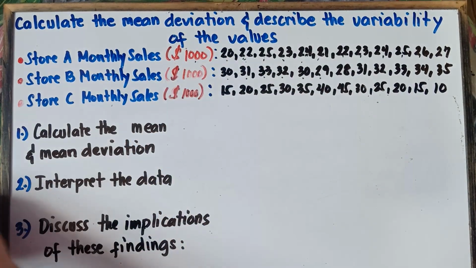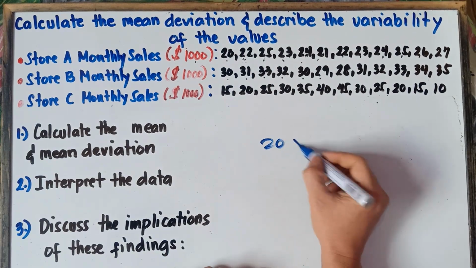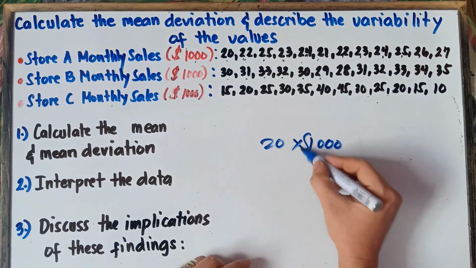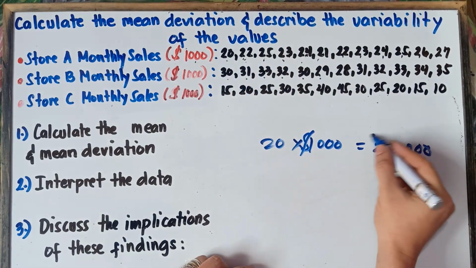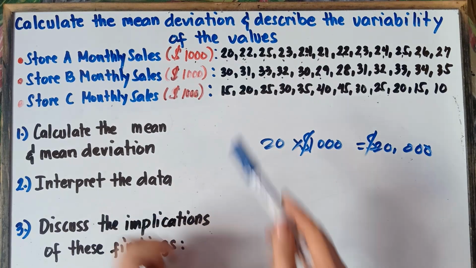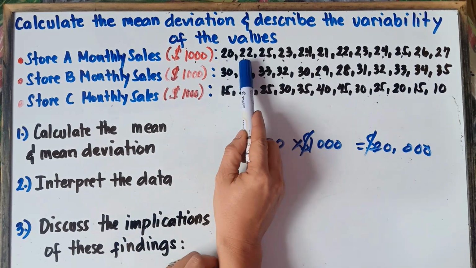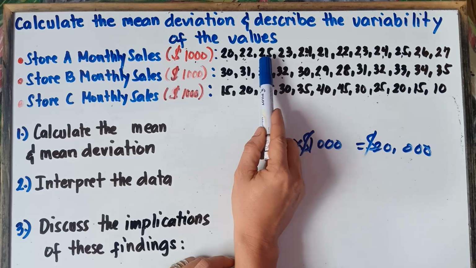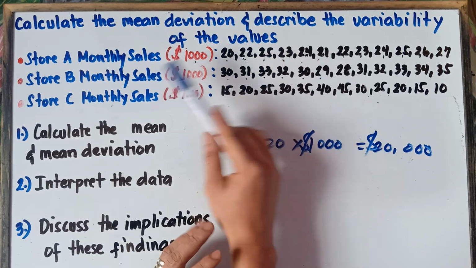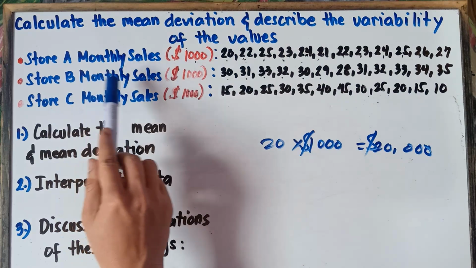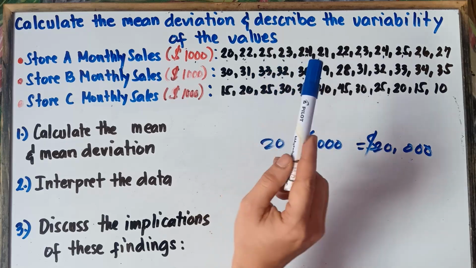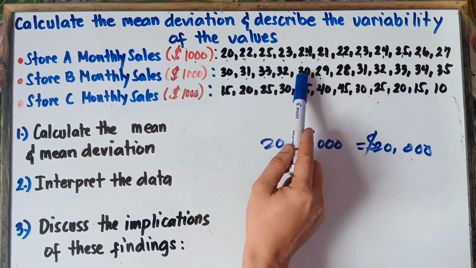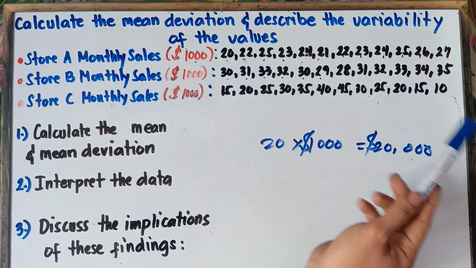If this is 20 multiplied by $1,000, so therefore for the first month that would be $20,000. Second month $22,000, third month $25,000, $23,000, and then so on. For store B, monthly sales in $1,000, we have 30, 31, 33, 32, 30, 29, and then so on.